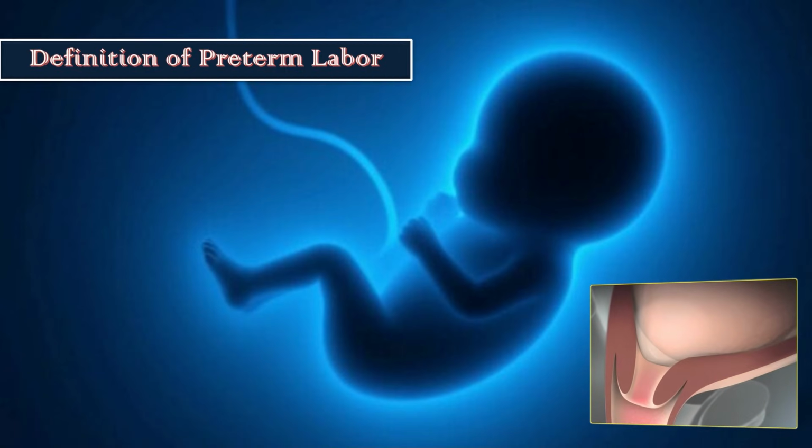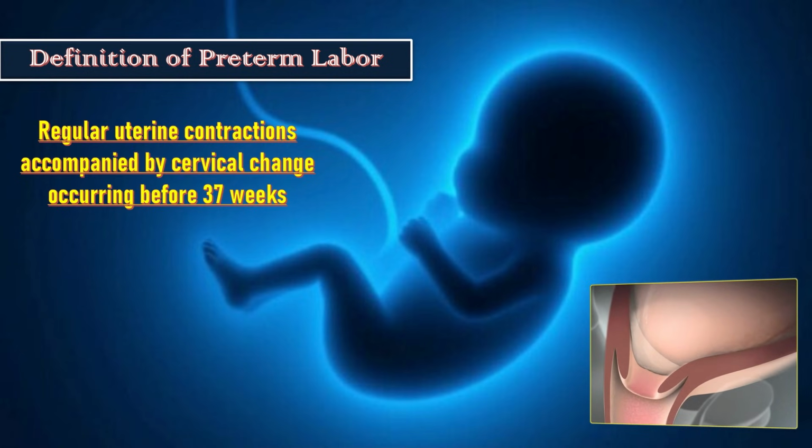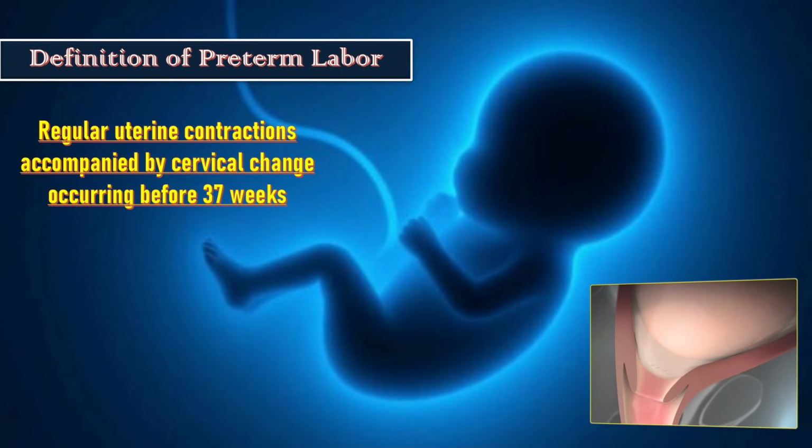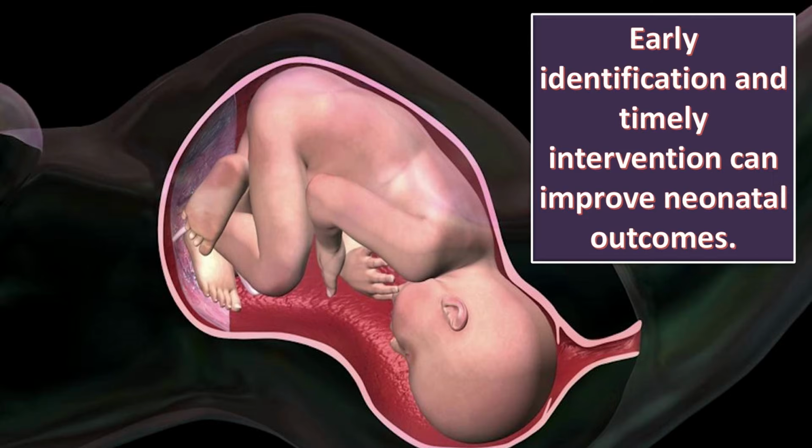Preterm labor refers to regular uterine contractions accompanied by cervical changes occurring before 37 weeks of gestation. It remains a major cause of neonatal morbidity and mortality worldwide. Early identification and timely intervention can improve neonatal outcomes.